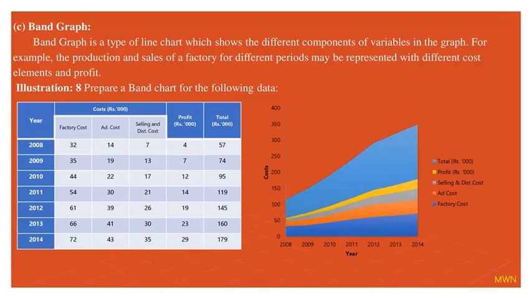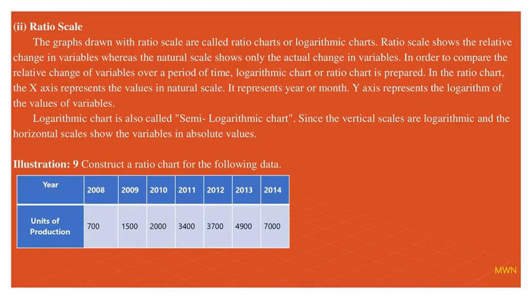Then the band chart. A band chart is with some kind of design, and in that we are taking an example of cost of production, factory cost, administration cost, selling and distribution cost, total cost. Then sales. You can find what is represented.